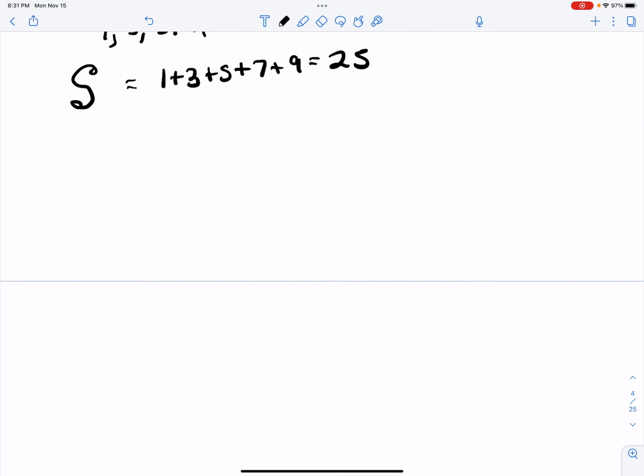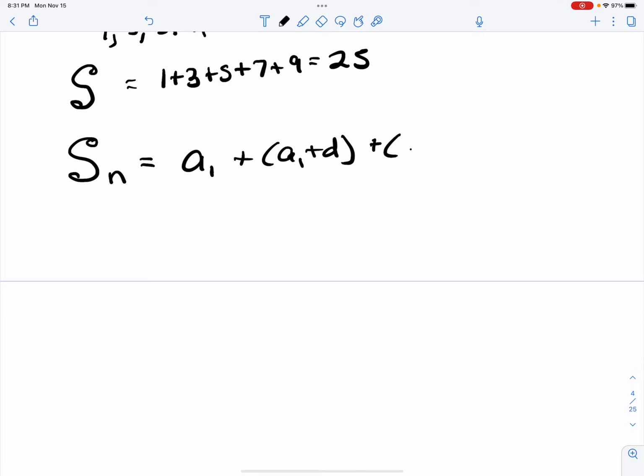Now, in general, S sub n, you're taking a sub 1 plus a sub 2. But remember that a sub 2 is the same thing as a sub 1 plus that common difference. Then you're adding a sub 3, but remember that's the same thing as a sub 1 plus twice the common difference. And so forth, until you get all the way down to your last term, a sub 1 plus n minus 1 times d. That lovely formula that we've been working with, for your nth term.